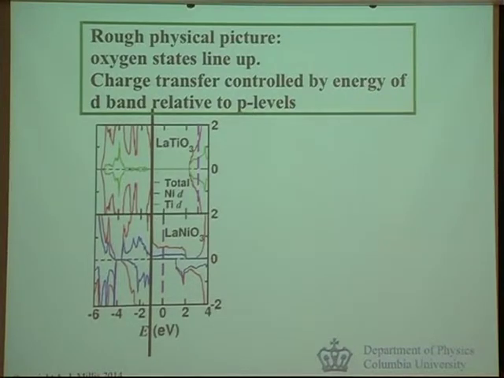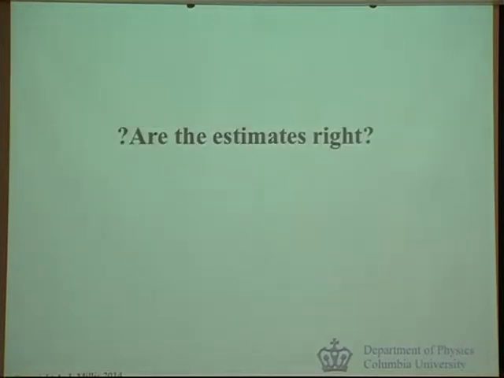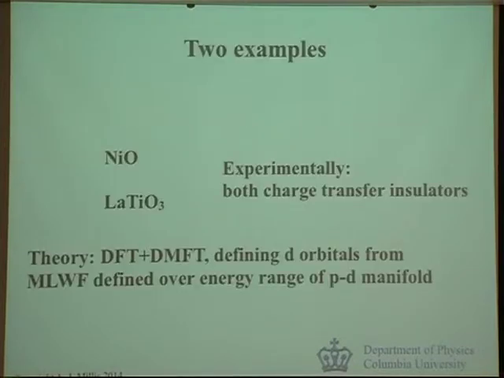Now, this is, of course, a slight cartoon. If you go back and study these calculations carefully, you will discover that they don't line up exactly. There's a sort of half a volt mismatch. But the rough physical picture is what I said. OK, so now I should like to ask, excuse me, are these estimates correct?